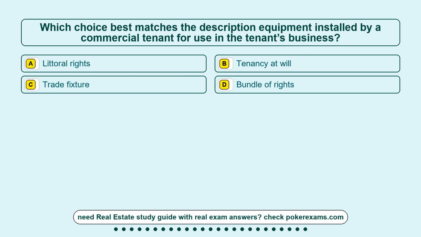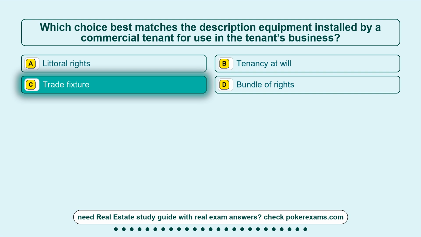Question 8. Which choice best matches the description: equipment installed by a commercial tenant for use in the tenant's business? Option A, littoral rights. Option B, tenancy at will. Option C, a trade fixture. Option D, bundle of rights. The correct answer is option C, trade fixture.